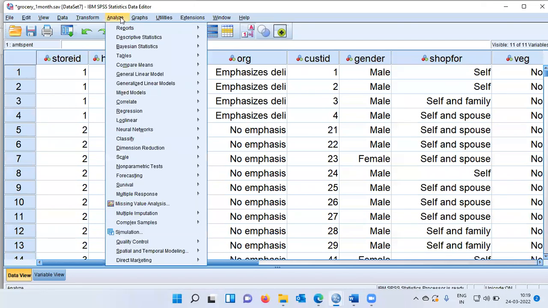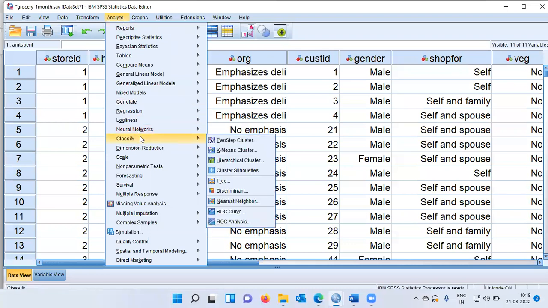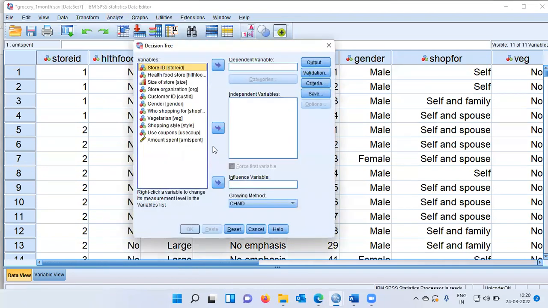Let me go to the Analyze menu, choose the option Classify. There are a lot of options within this particular item. I will click on the fifth item from the top, which is called as tree. Let me click on this. A new dialog box opens up. It is asking me to specify the dependent variable and the set of independent variables.